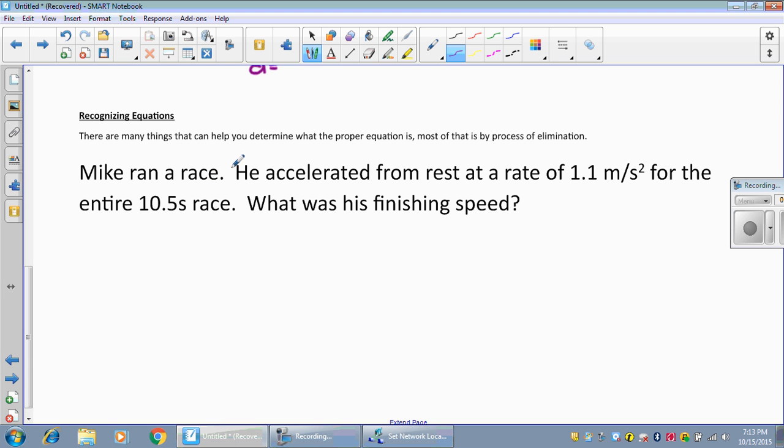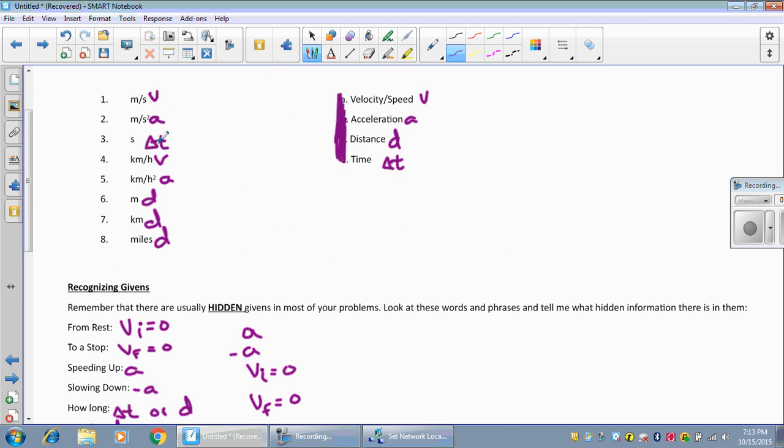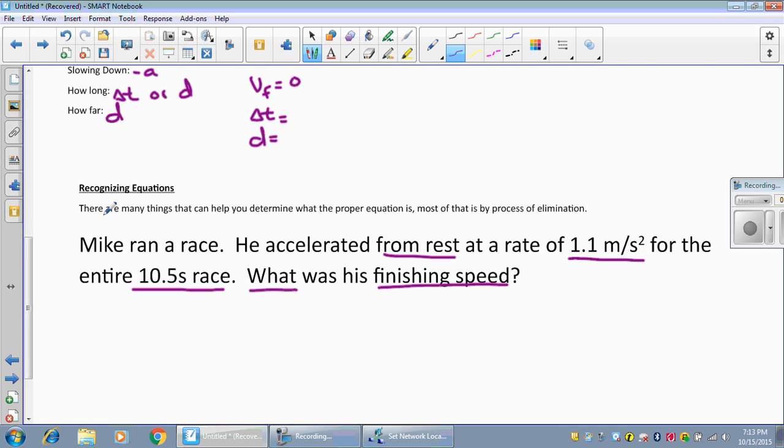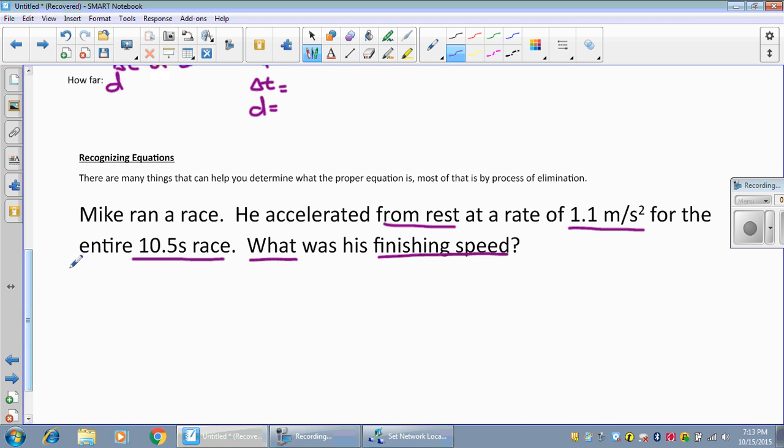Okay, good. You accelerated from rest, so I'm going to underline that. That's important. 1.1 meter per second squared. 1.5 second race. Doesn't really need the race, but 1.5 second. What was his finishing speed? Cool. Pause it and see if you can figure out which symbols, these symbols right here, go under each one of these. Also see which assumptions you can make based on what I underlined. Pause it and try it out.